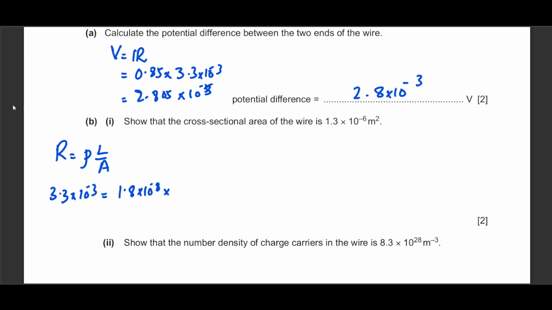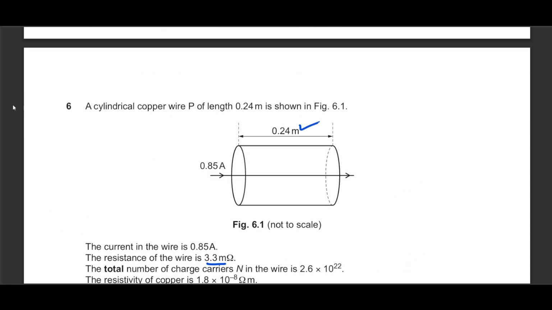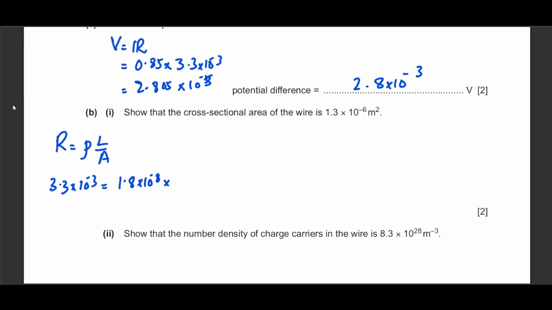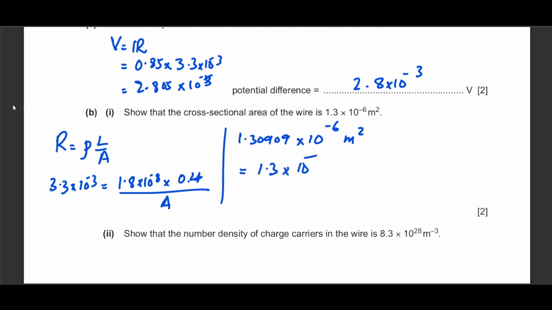Multiplied by the length, which is given in the diagram as 0.24, divided by simply the cross-sectional area A, which we don't know. So when you calculate A, it comes out as 1.30909 into 10 raised to the power minus 6 meter square. And up to two significant figures, this will be 1.3 into 10 raised to the power minus 6 meter square.